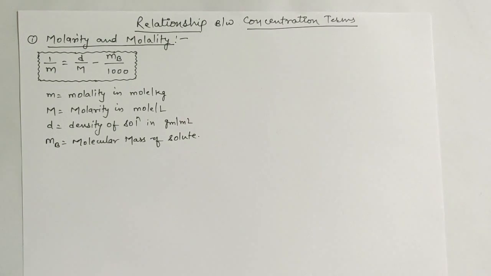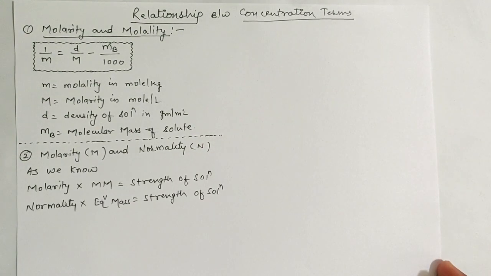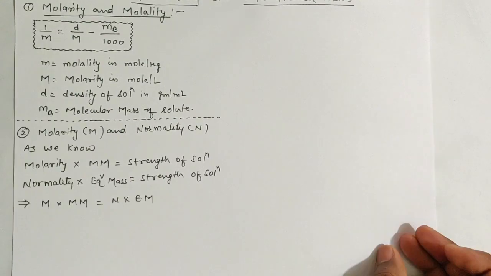The second relationship is between molarity and normality. As we have studied in the last lecture, the product of molarity and molecular mass of the solute defines the strength of the solution, same as normality and equivalent mass of the solute defines the strength of the solution. Hence, if both products are equal to the strength of the solution, they will be equal to each other. Molarity into molecular mass equals normality into equivalent mass. This will give us the final result.